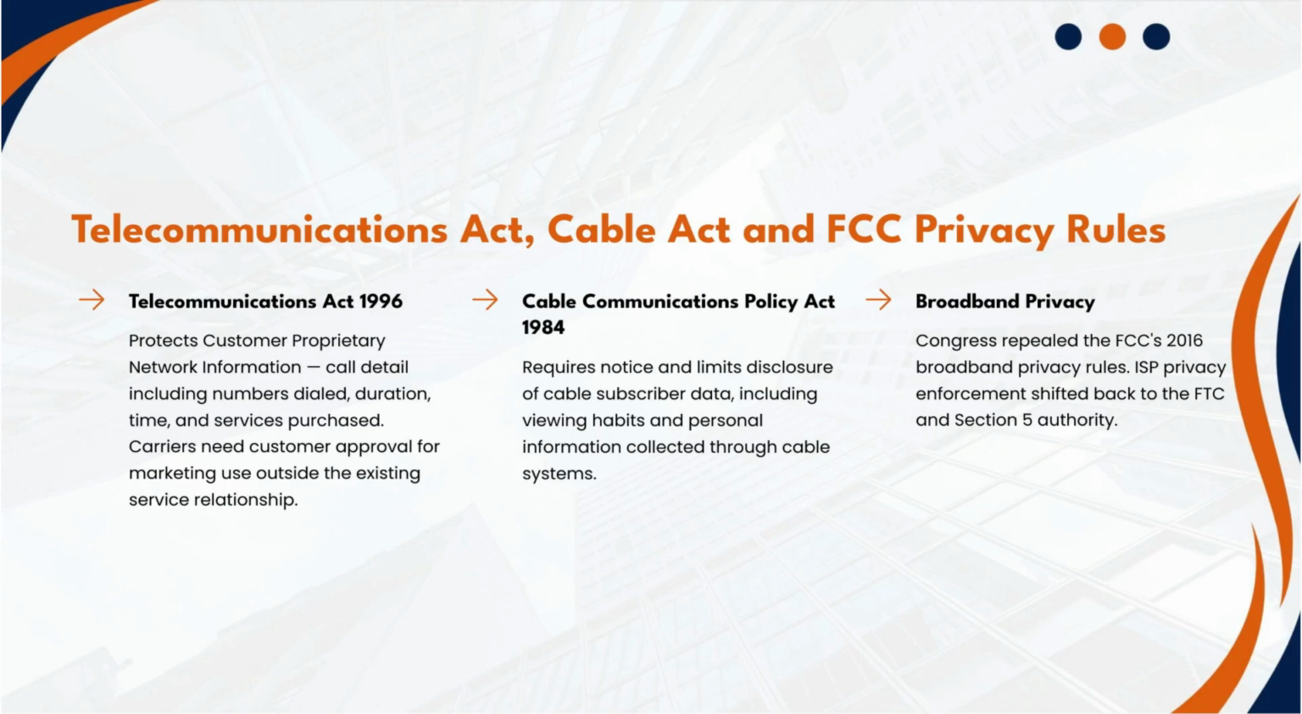Now the history you should know. In 2016, the FCC adopted broadband privacy rules requiring opt-in consent for sensitive data. In 2017, Congress repealed them using the Congressional Review Act. And the CRA has a nasty feature. It bars substantially similar rules in future. So broadband privacy fell into a gap. Not FCC because of the repeal, not clearly FTC because of the common carrier exemption fights. That gap is why states started legislating broadband privacy themselves.